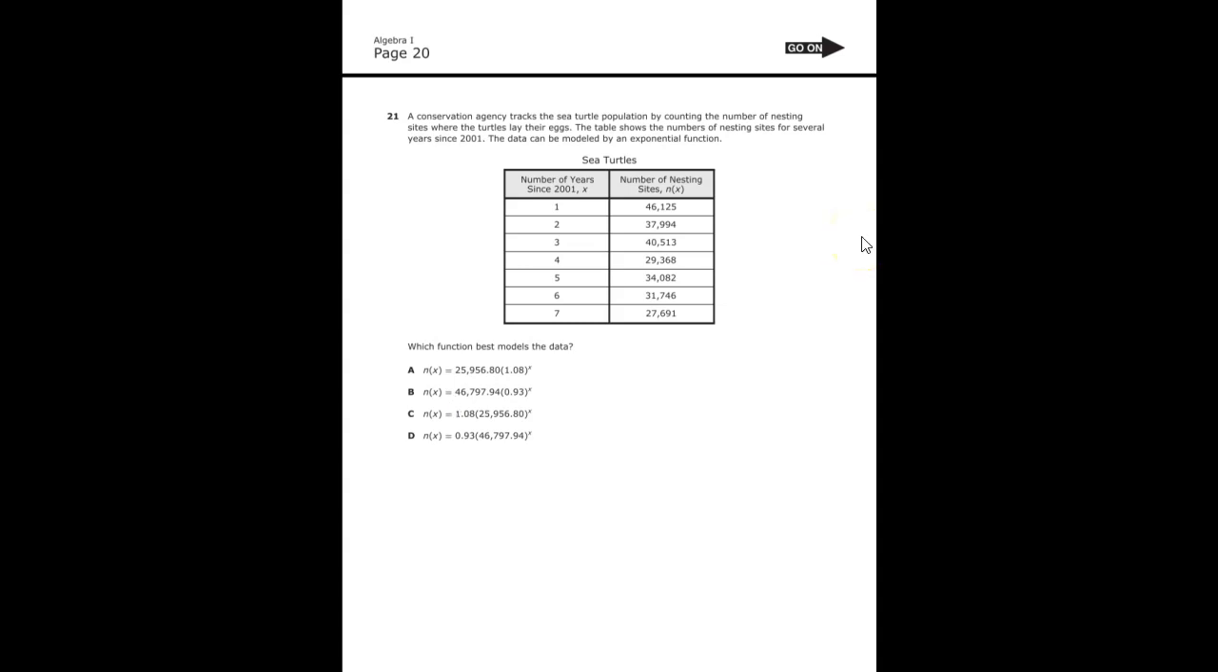So the first thing we need to look at here is what is happening. Well, we can see you have some reductions and you have some increases and all of that stuff. So the best thing here is to start with the number of years since 2001. The best way to go about this actually is to put some of these points in your graphing calculator. It will give you an idea of what the graph is going to look like.